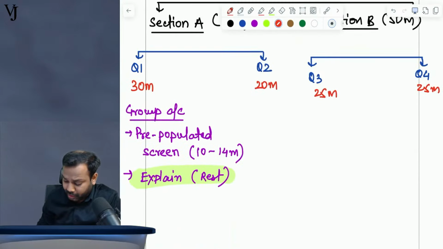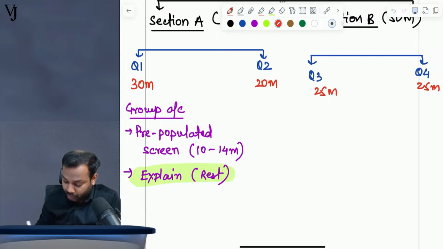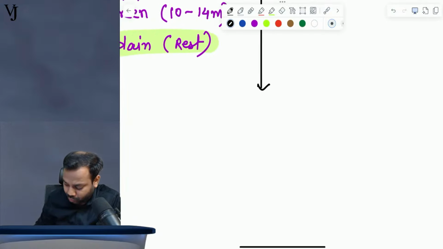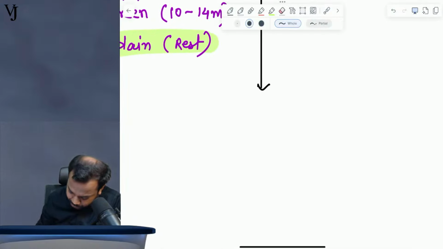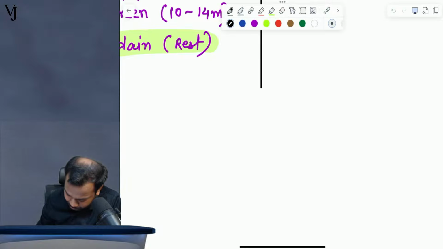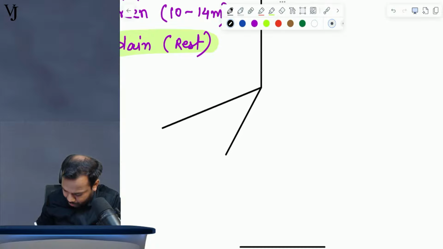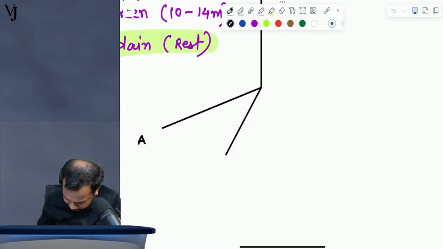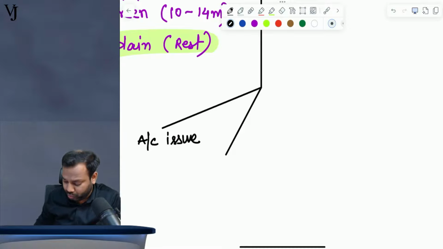Okay, now coming to question number 2. Question number 2 will have two things. It will have an accounting issue, and in this accounting issue, there will be some ethical issues.